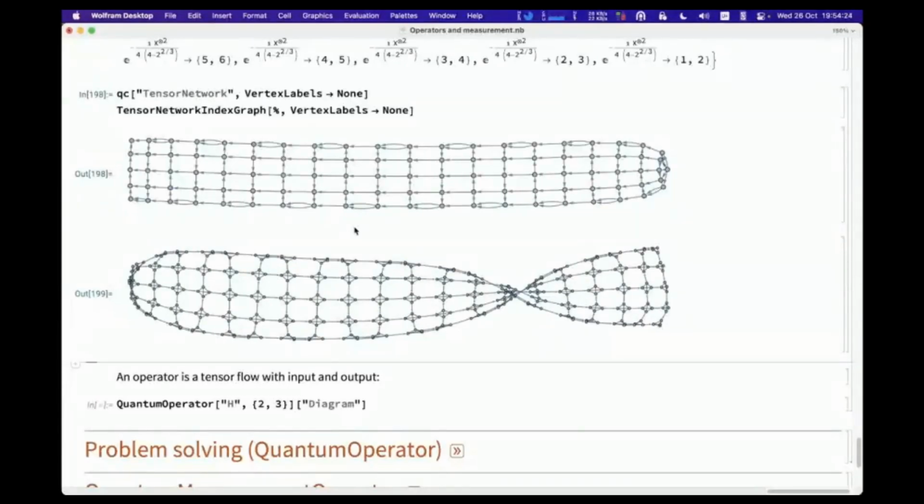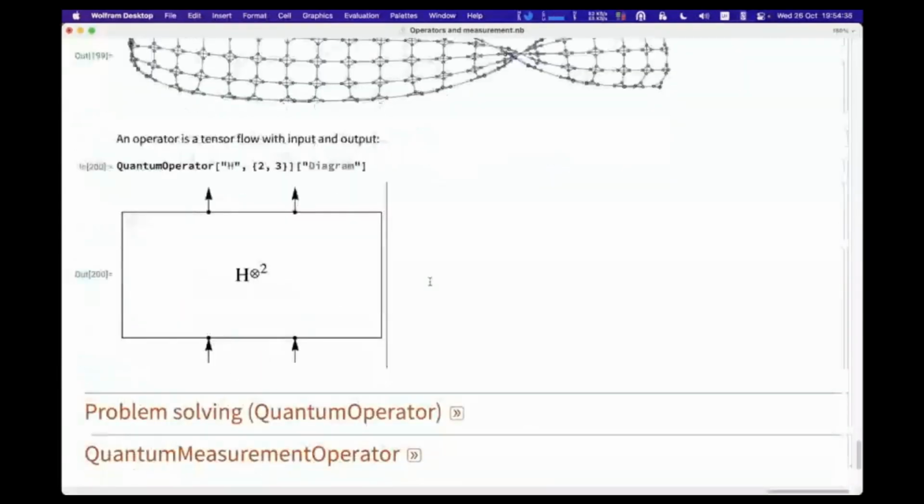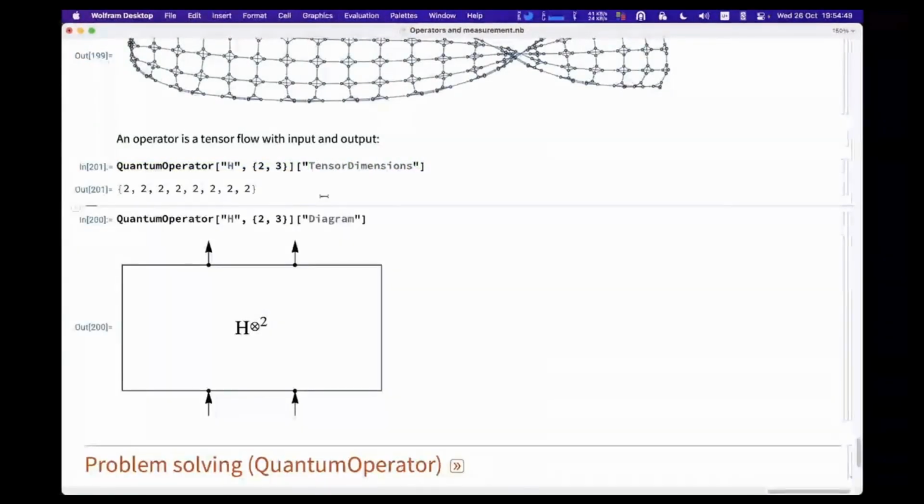When we discuss an operator, what do we have here? Look here, this is an operator acting on two systems. So in our TensorFlow, here we have two inputs, two outputs. Maybe it's interesting if we show a quantum state, to show the fundamental difference with the quantum tensor dimensions. That's what's happening behind the scenes.